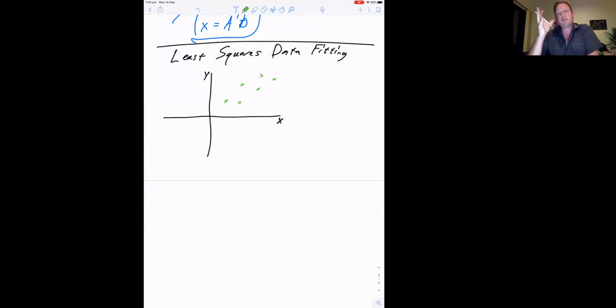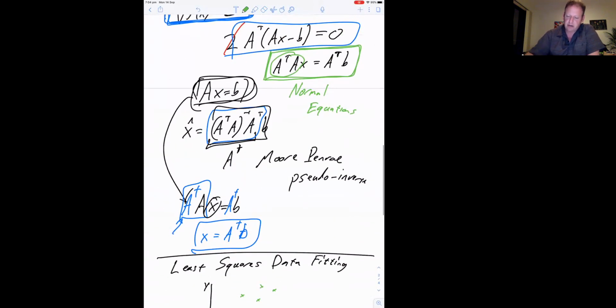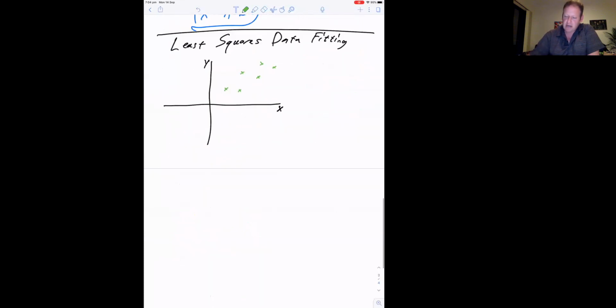And when we're doing data fitting, sometimes we use the notation differently than what we're doing here. So, you know, here A was M by N. Here we're actually going to say N data points.